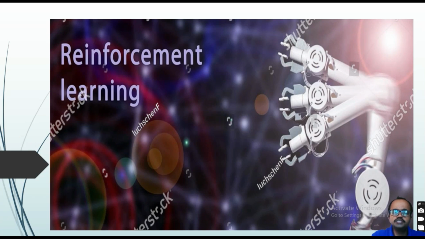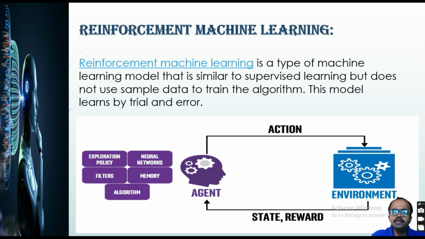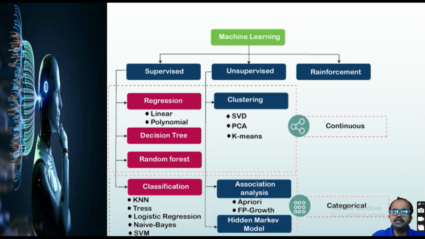Next is reinforcement learning. Reinforcement learning is a type of machine learning model that is similar to supervised learning but does not use sample data to train the algorithm. This model learns by trial and error. See the agent: the agent performs some action in the environment based on performance or some trial and error. That is called reinforcement machine learning.